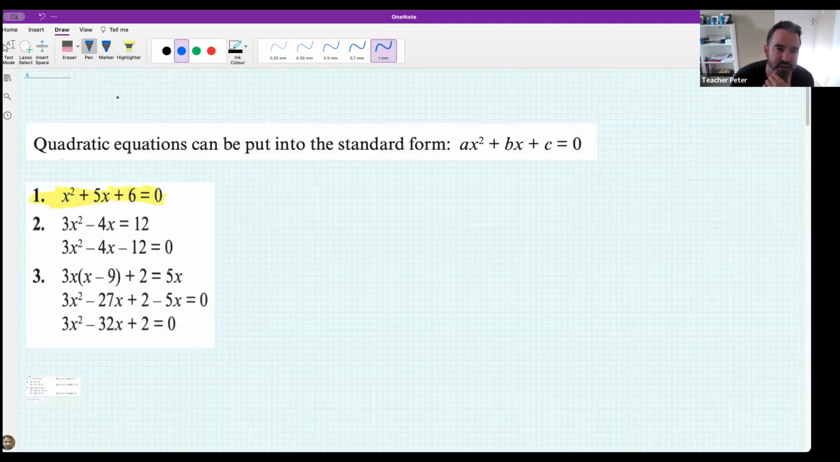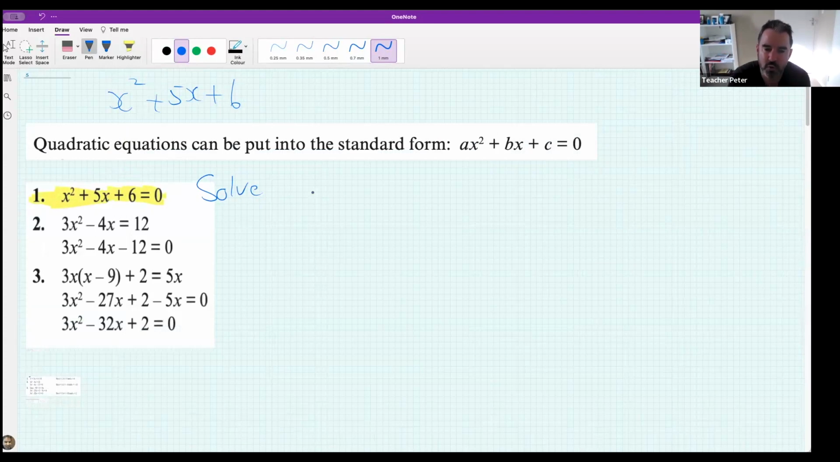If I have something like this, that is just an expression. And an expression, you either simplify or factorize, whereas an equation, especially a quadratic equation, you solve.